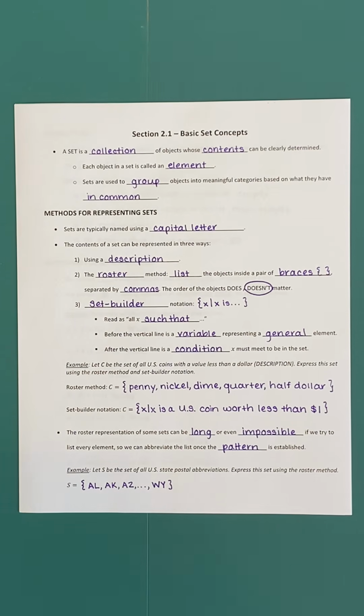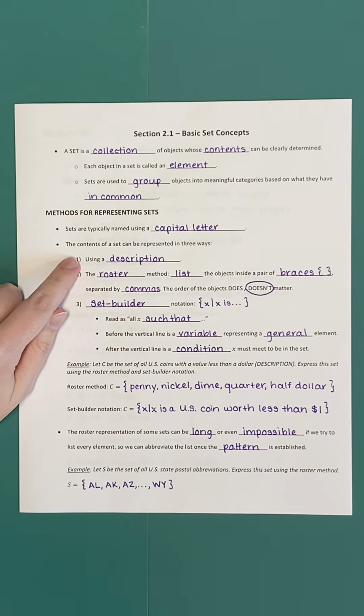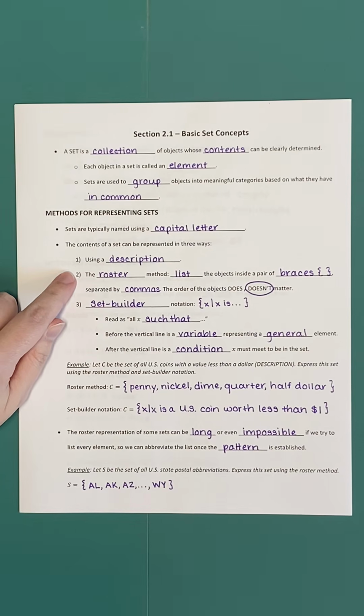Now, in terms of actually representing the contents of the set, we have three different methods for doing this. Number one, we can use a description. In other words, an actual word description of what is in the set. The method we're going to use most often is what we call the roster method. This is actually listing out the individual items in the set.